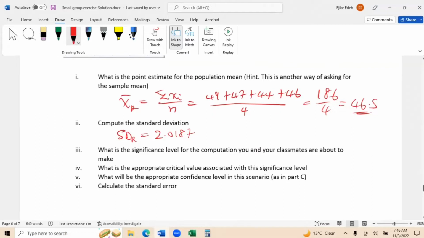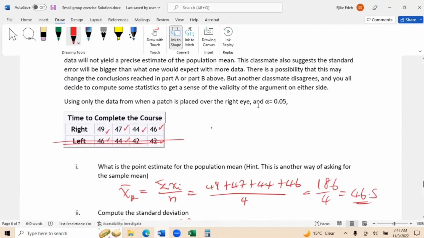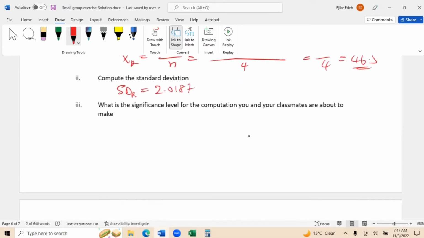Okay, we continue. The next question says, what is the significant level for the computation you and your classmates are about to make? The significant level is something as alpha. And in this question, we are told alpha is 0.05. So our significant level is 0.05. There's really nothing to work here. This is kind of testing whether you understand the concepts. What is significant level? And of course, maybe the explanation. So the significant level here is 0.05. That's what we are using.